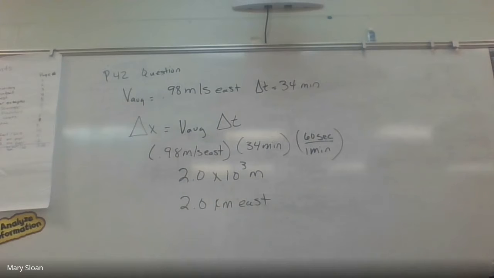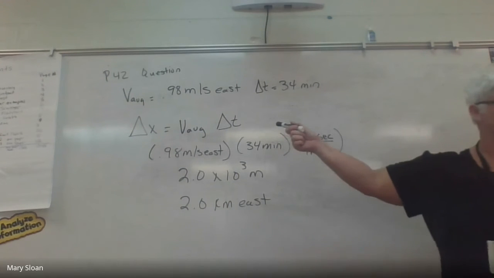Okay, I want you to try to do question number 2, please. Question number 2 says, Joe rides his bicycle in a straight line for 15 minutes with an average velocity of 12.5 kilometers per hour south. How far has he ridden? What am I looking for again? Change in displacement.